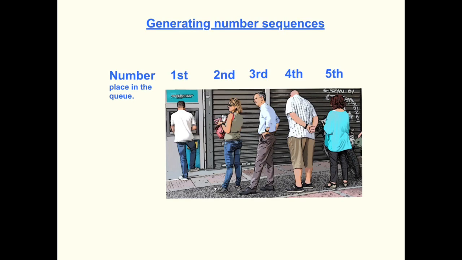Now what we're going to do is use the number of their position in the queue to represent n, like this. As you can see, the numbers still represent their position in the line. So here's the guy who's first in line, the lady who's second, the guy who's third, fourth and fifth. Right, so let's now introduce an nth term.